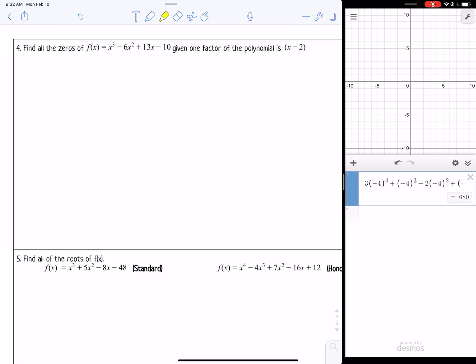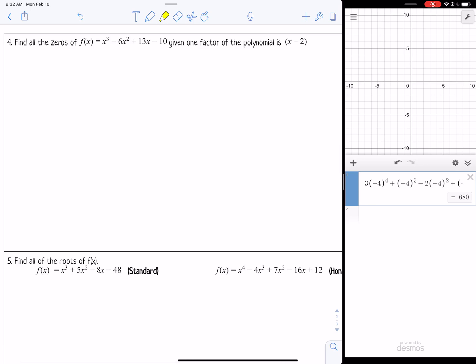It says find all the zeros of f of x equals x cubed minus 6x squared plus 13x minus 10, given one factor of the polynomial is x minus 2. So if I take x minus 2, the root of that would be x equals 2, and you want to do synthetic division to help you reduce this to something quadratic. So I'm going to put 1, negative 6, 13, and negative 10.